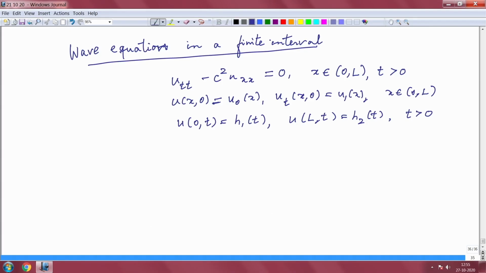So, this is the case of a finite string which is placed on the interval 0 L. Okay. And some initial profile is given and initial velocity is given in the string, and now you provide the data here. Okay. So, here it is h 1 t, h 2 t.